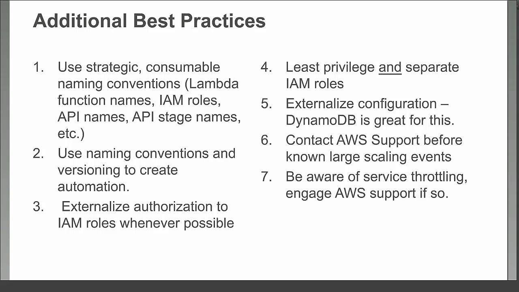Finally, some additional joint best practices across serverless applications in general. First is use really strategic, well-thought-out naming conventions. You've got a lot of different things that you have the ability to name within this environment, including Lambda function names, your IAM roles, API stages, all of those things. And once you have naming conventions built around them, you can create automation. So whether that be similar to EC2 tags for billing and chargeback purposes, whether it be automation in terms of continuous integration and continuous delivery, use those naming conventions to build a lot of automated capabilities.